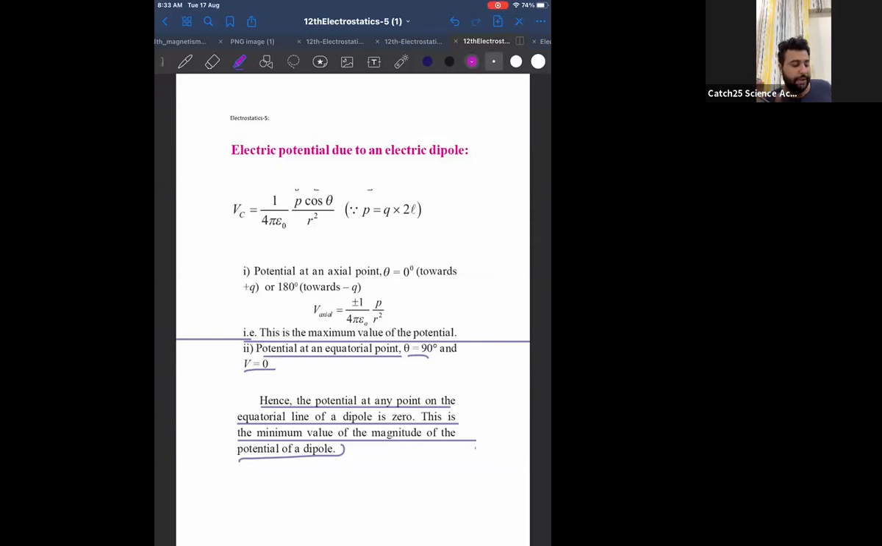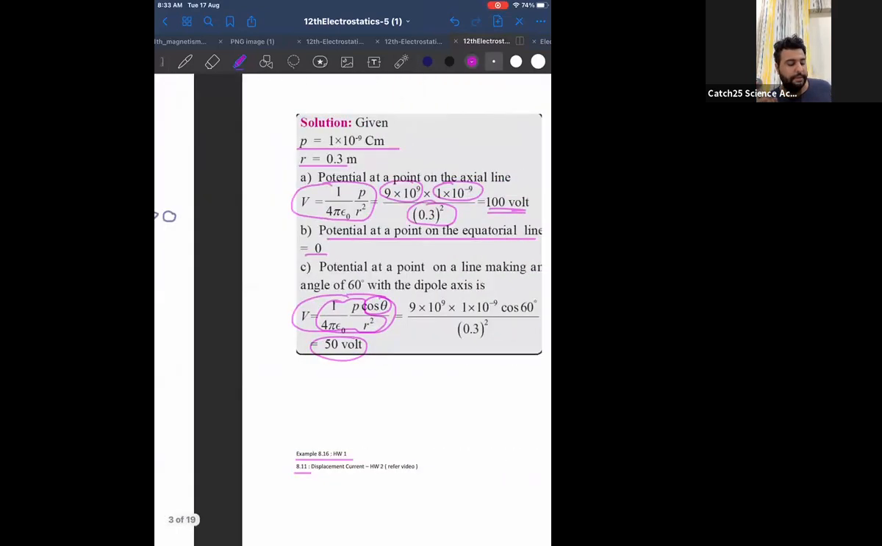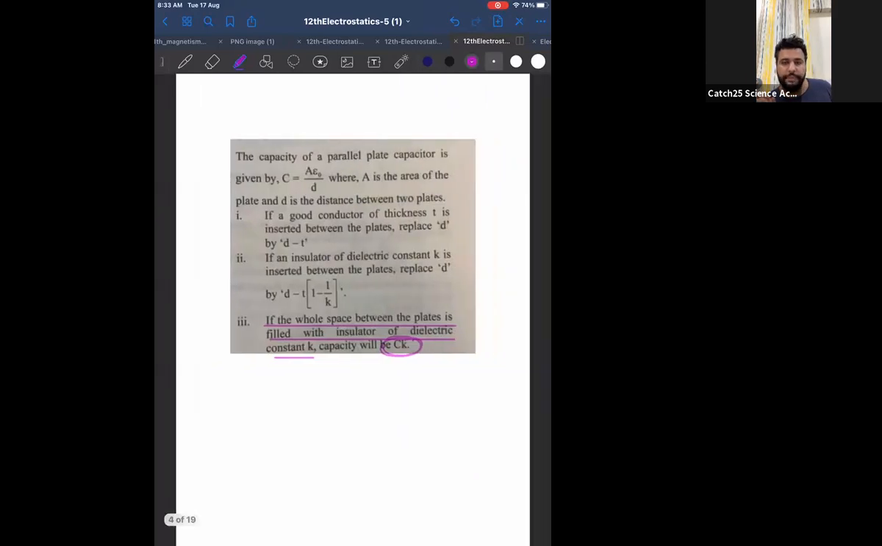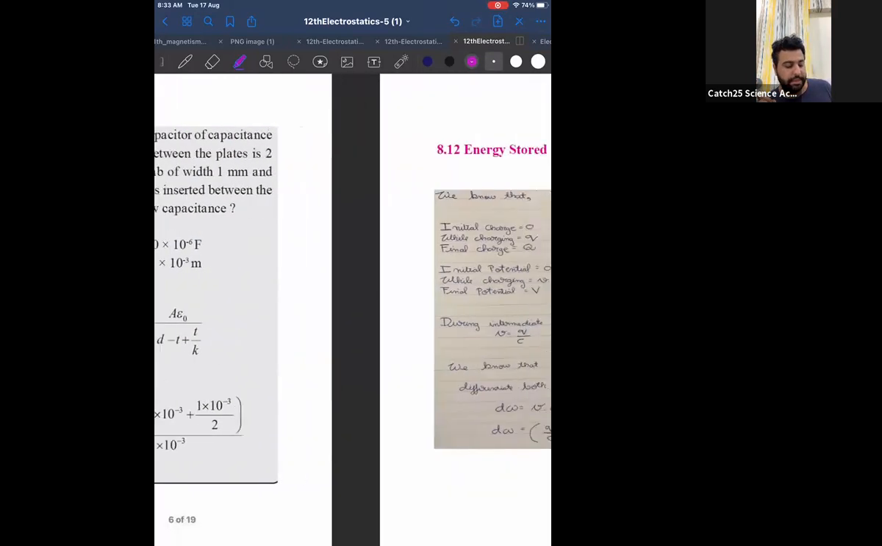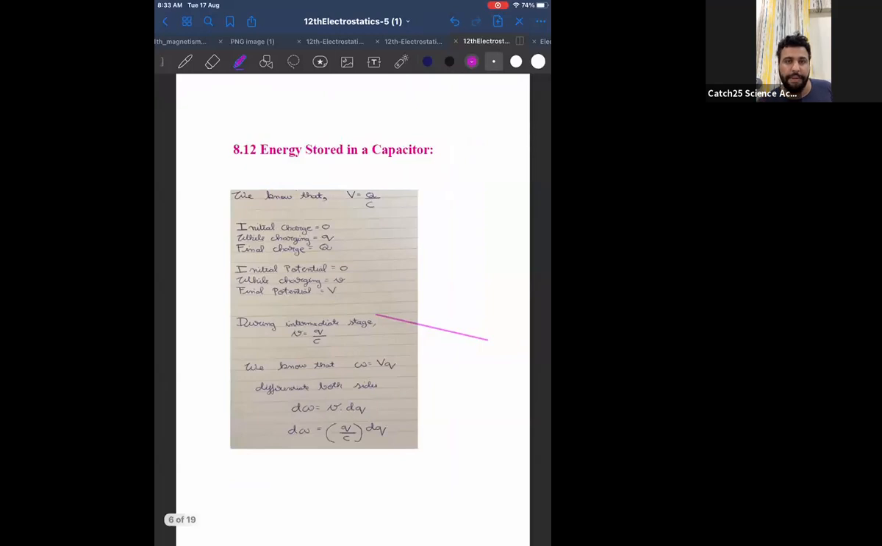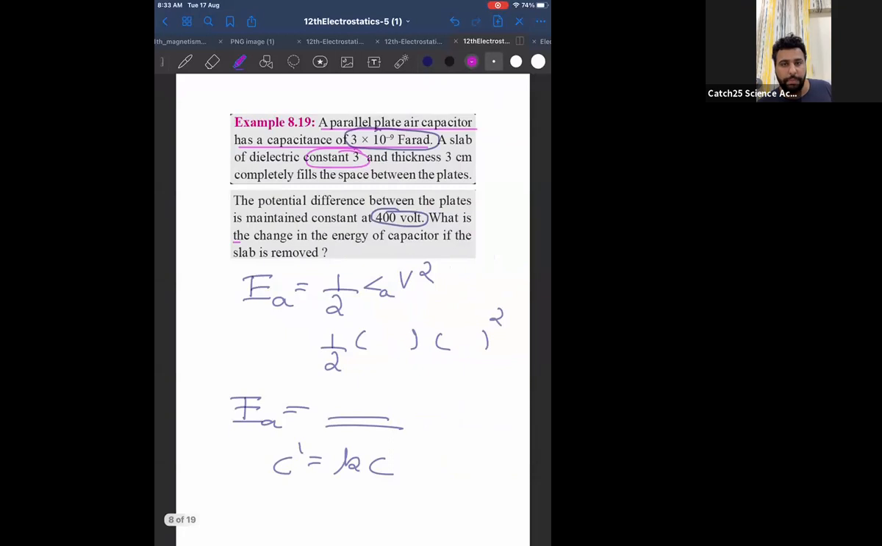Okay, now see this PDF 5, electrostatics 5. First, we started with potential. This PDF starts with dipole. I hope everyone knows the formula for dipole. 3 cases, and then we did the example of that dipole. Then we did this case. This we have done last class only, the 3 cases of parallel plate. Then we did this problem also in the last class. Energy stored in a capacitor, we did it today. And based on energy stored, we did one problem today.